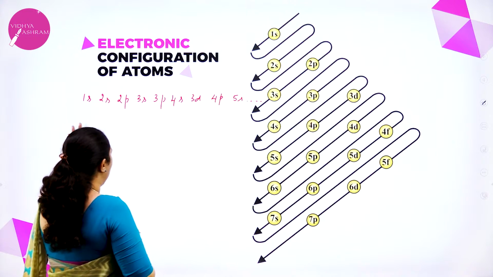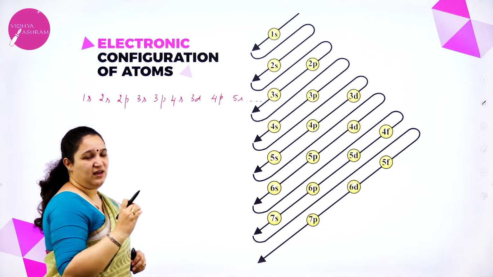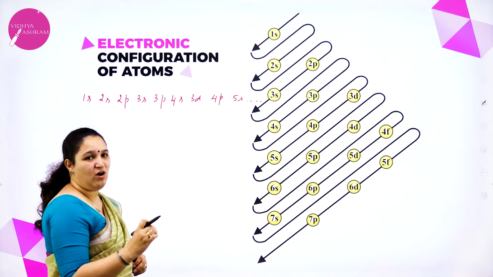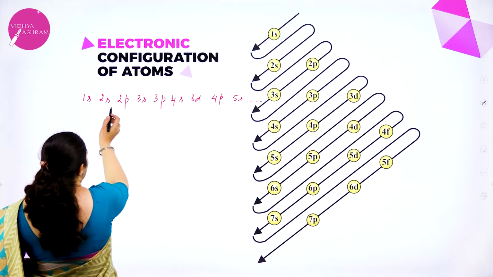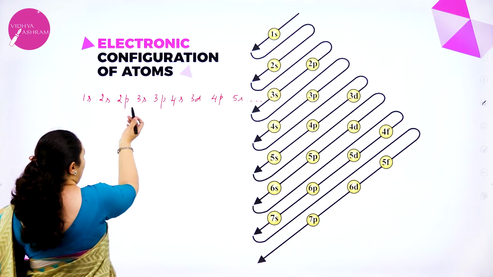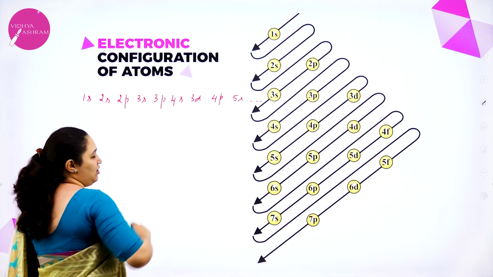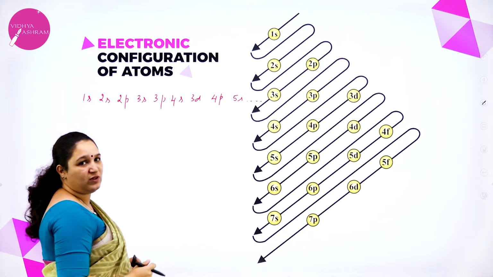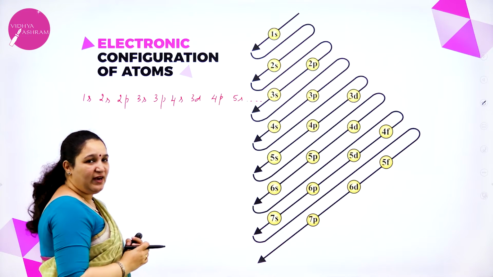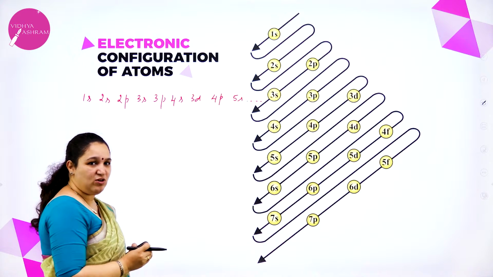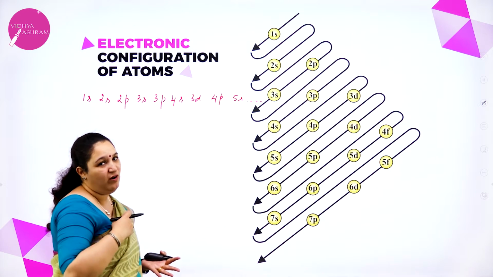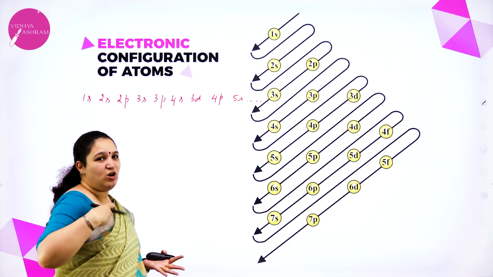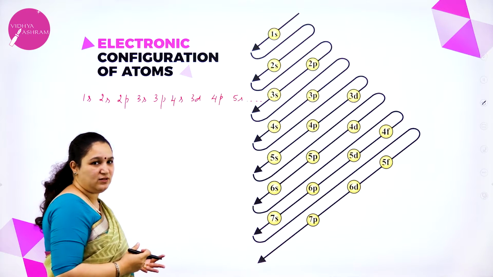So this is also representing the increasing order of energies for the orbitals. 2s has more energy than 1s, and 2p has more energy. So this is the increasing order of their energy for the orbitals, and when we are filling up the electrons, it has to be filled in their increasing order of energies. This is also called the Aufbau principle. I'll come to that later.